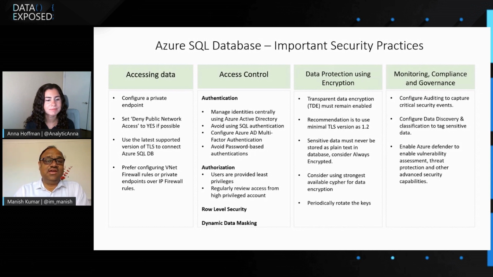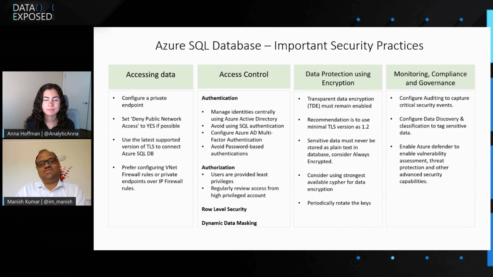And if you're configuring a firewall, then it is highly recommended to go with the VNet firewall rules instead of IP firewall rules. This will allow your traffic only to come through your subnet. So whatever the resources are there within your subnet can get access to your Azure SQL database.